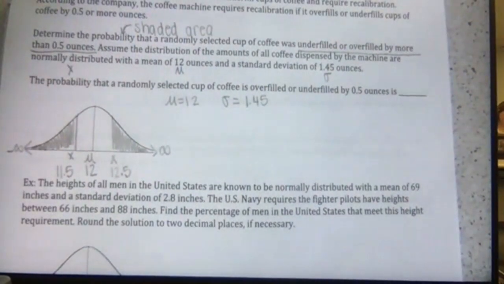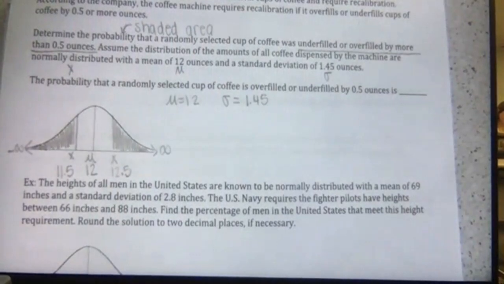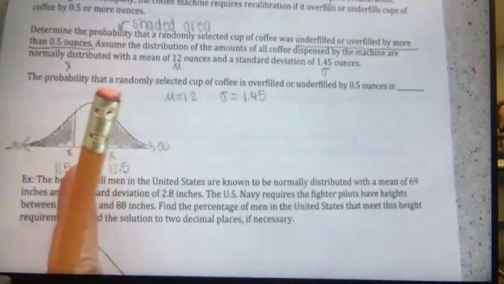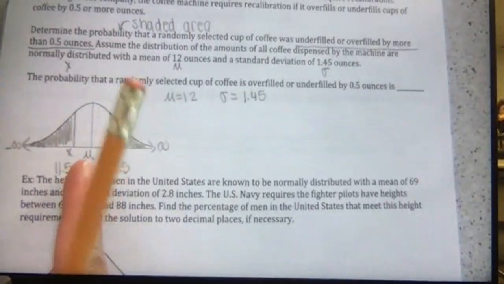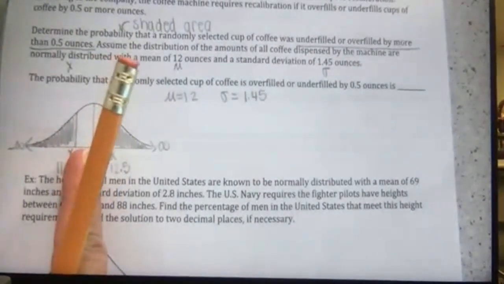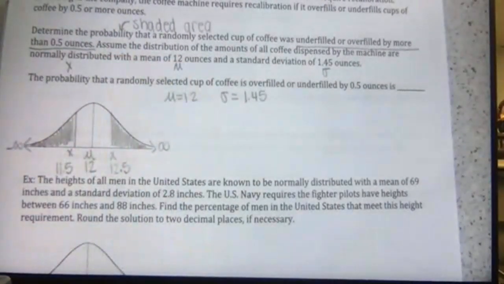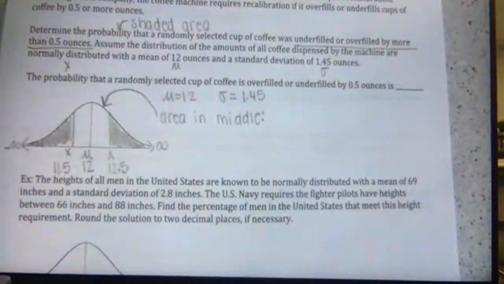All right, this is weird. We haven't done one like this, but what we can do is find the area in the middle, because we're still trying to find the shaded area. We can find the area in the middle like we've been doing, and then find whatever's left over, so find 1 minus the area in the middle, just like we've been doing.